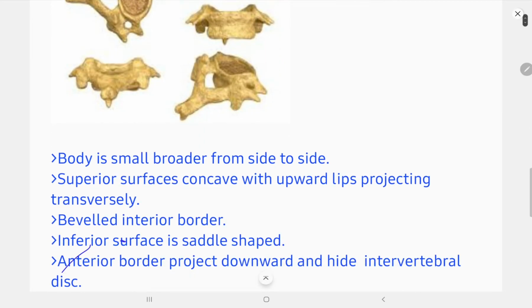Then superior surfaces are concave with upward lips projecting transversely. You look, this is in concave shape. This is concave with upward lip projection transversely. You can see that here it is concave and having two lips upward.